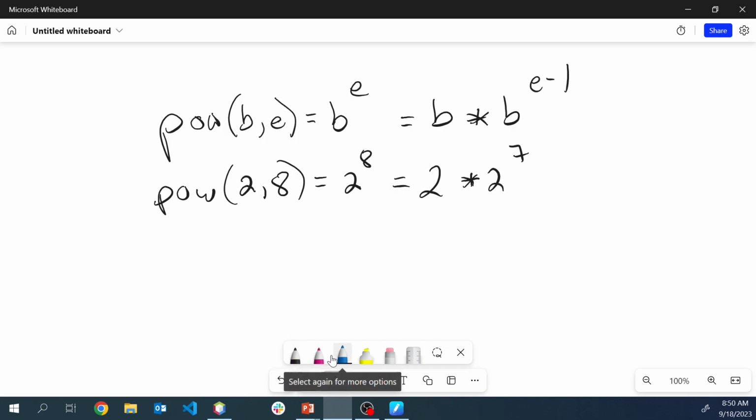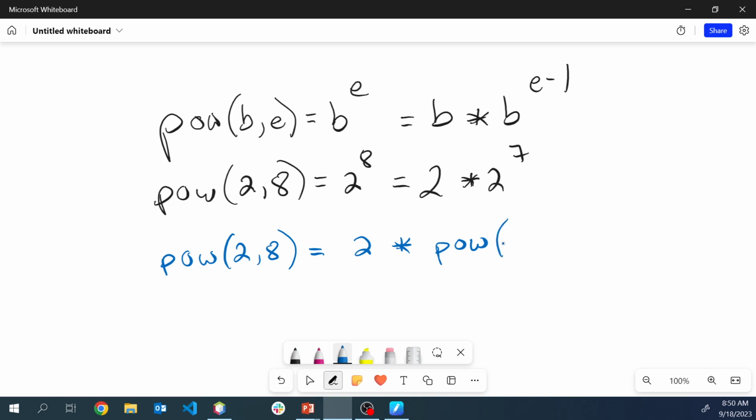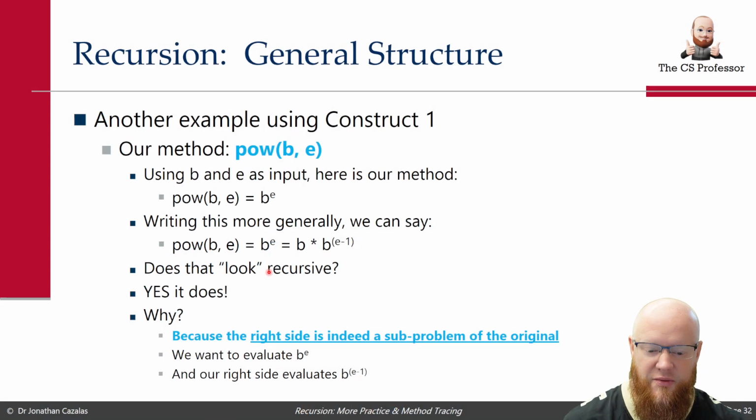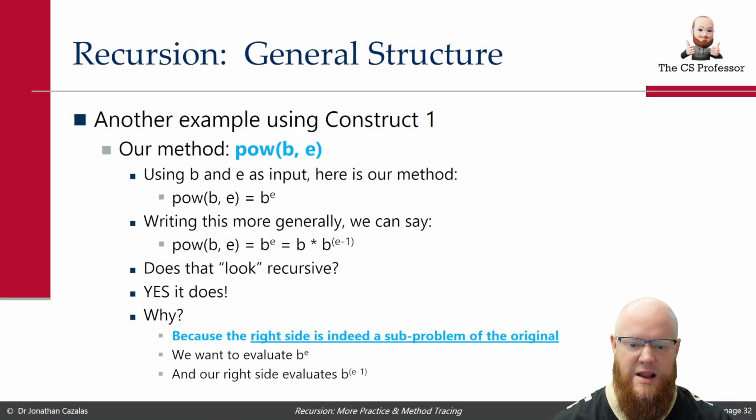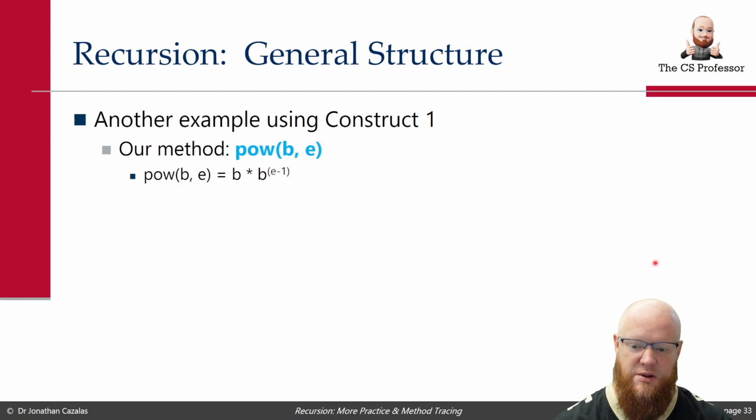So I want to change the color here. And so pow of 2 comma 8 really equals 2 times the pow of 2 comma 7. There's your recursive formula. The pow of 2 comma 8 really equals 2 times pow of 2, 7. Well, what is pow of 2, 7? It's 2 raised to that 7th power. And this is the idea. We have this now defined for us recursively.